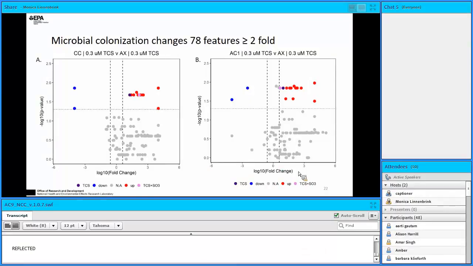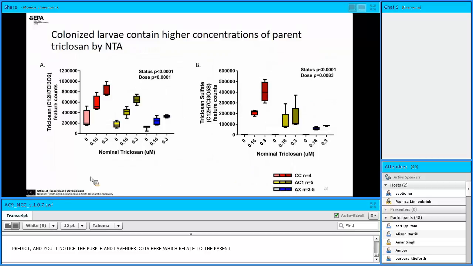plots here. And so basically, the features that were significantly elevated in the conventionally colonized versus the microbe-free, or the axenic animals colonized on day 1 versus the axenic microbe-free group, are shown in the top right quadrant. And there's many more red dots than there are blue dots, indicating that animals that have microbes are generating more chemical features, as you might predict. And you'll notice the purple and lavender dots here, which relate to the parent compound and triclosan sulfate. And that data is shown on this slide.